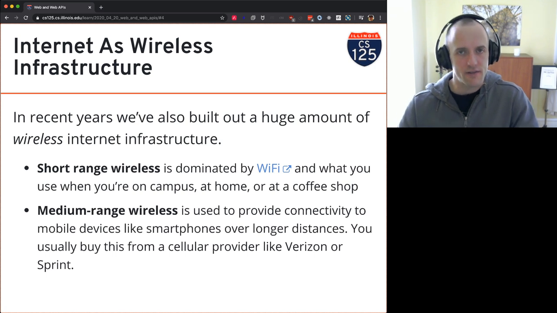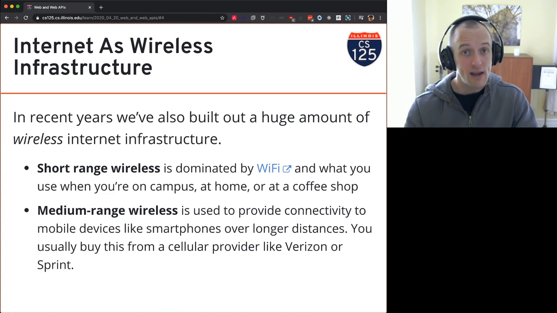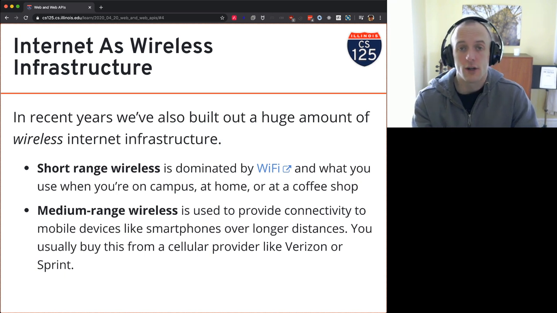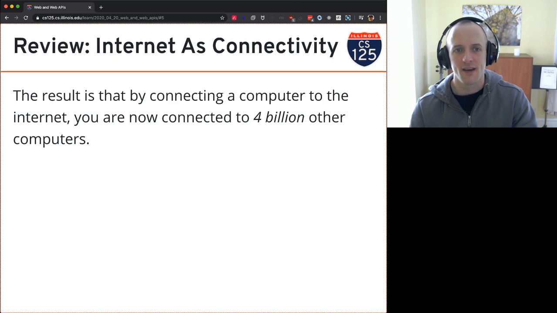Medium range wireless is the mobile data networks you guys use on your phones that you pay Verizon a lot of money for, right? And again, on some level, those are similar to Wi-Fi hotspots. They're just more powerful, a little bit longer range, and you don't buy one at Home Depot, right? You pay a company that has set them up all over the country for you to use.